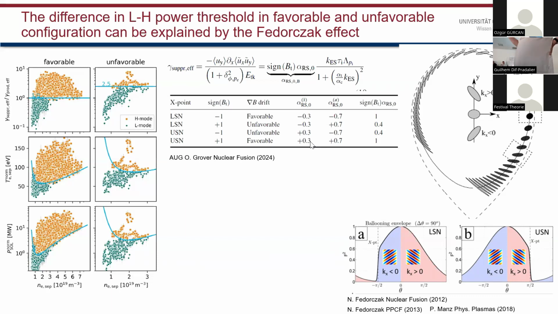And then you can put them together. In an unfavorable configuration, the magnetic field is upper single null. You put them on different signs, and then you can make the configuration, and then you can see that you get, in fact, this factor of 2.5.